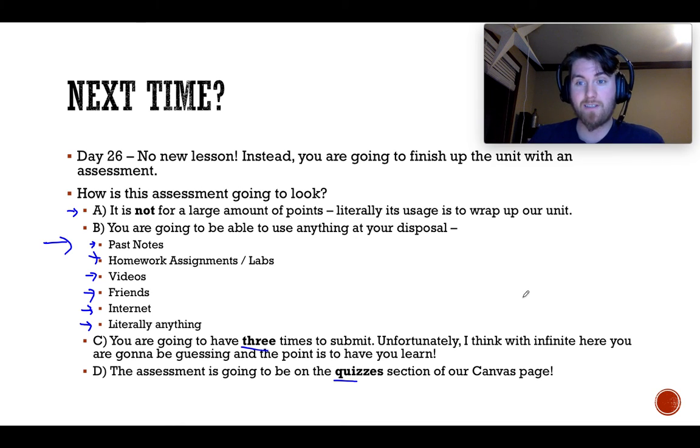But these are the rules. These are the guidelines. You are more than welcome to ask me anything, but this is the idea that you are going for.